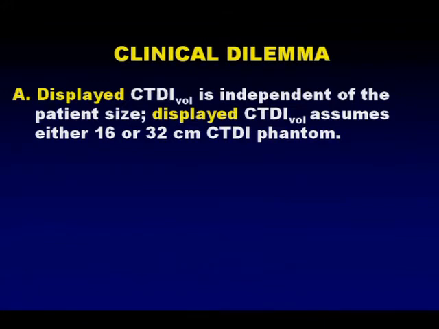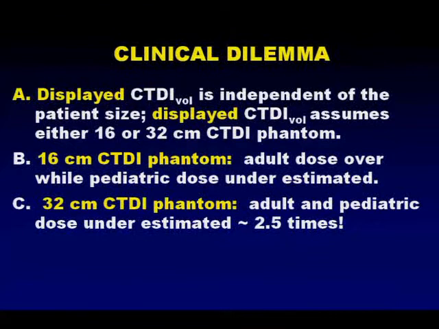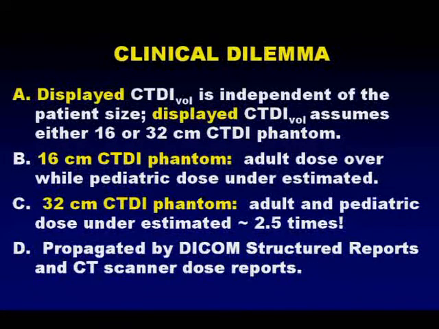So the displayed CTDIvol assumes either a 16 or 32 centimeter phantom. If it's the 16 centimeter phantom, the adult dose will be overestimated, while the pediatric dose will be underestimated. If it's the 32 centimeter CTDI phantom, the adult and the pediatric dose will be underestimated, and it can be by as great as a factor of 2.5.